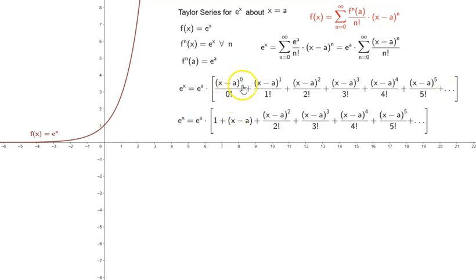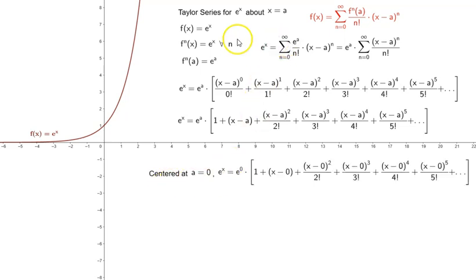(x minus a) to the power of 0 is 1. 0 factorial is 1. So 1 by 1 is 1. Here (x minus a) to the power of 1 is x minus a. 1 factorial is 1. So 1 plus (x minus a) plus (x minus a) squared by 2 factorial plus (x minus a) cubed by 3 factorial and so on. So this is the Taylor series for e to the power of x about x equal to a.